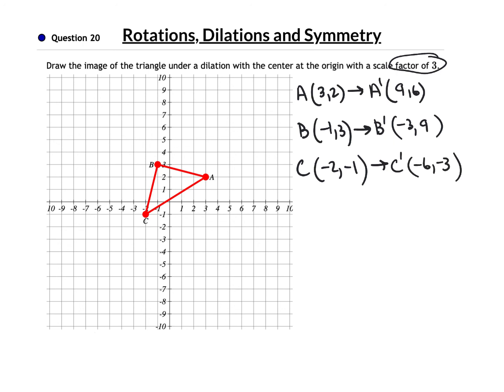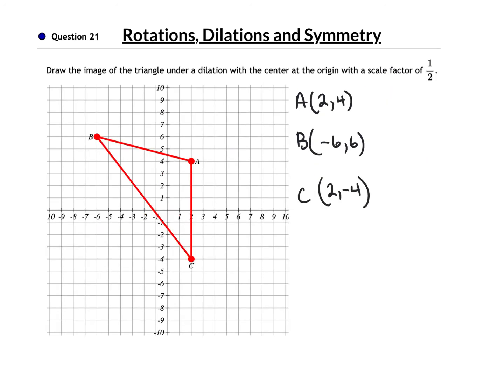Plot those 3 points, and we have a dilation of scale factor 3. Each side would be 3 times as large, and because both the length and the width are 3 times bigger, the area would be length times width, 9 times bigger.